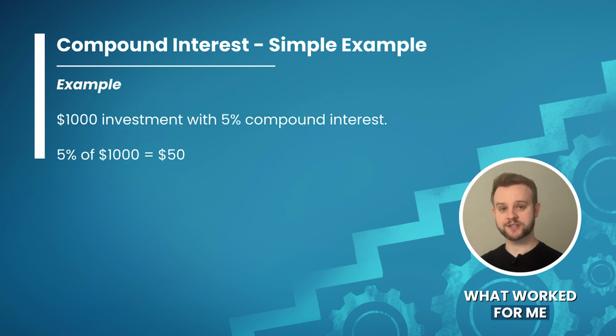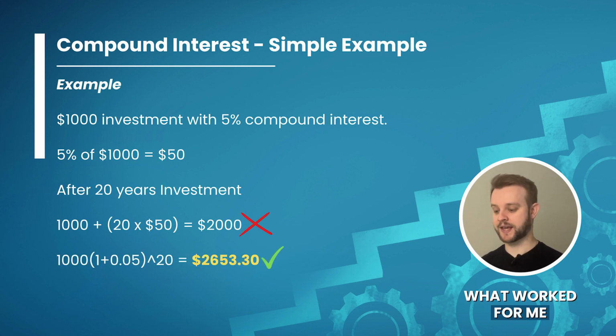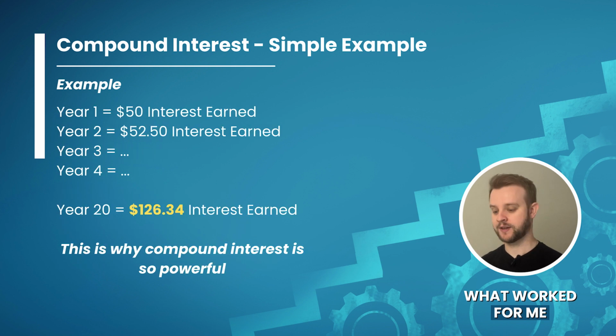Here's an example. Imagine you have $1,000 and you invest it in something that gives 5% compound interest. 5% of $1,000 is $50, right? After 20 years, you would not have an extra 20 times $50, $1,000 for a total of $2,000. Instead, you would have over $2,600. This is because the first year you would have made your $50, 5% of 1,000, but the next year you would have made $52.50 because you're earning 5% on $1,050. Fast forward to year 20, you would actually earn $126.34 in interest that year, not $50.